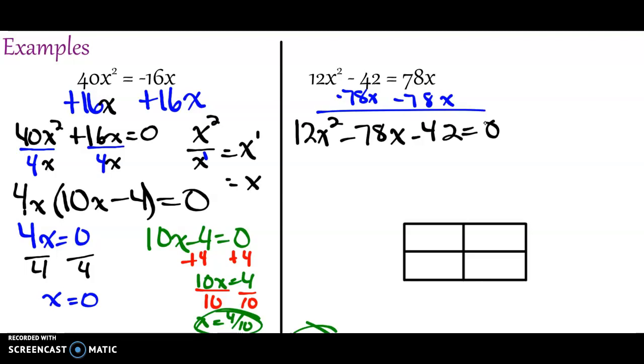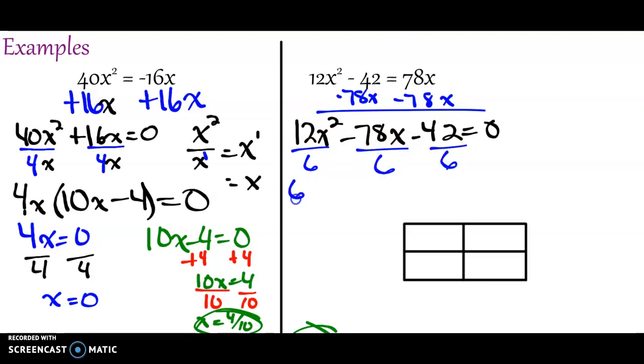And now we have to find the greatest common factor between 12, 78, and 42. What are they all divisible by? 6. They're all divisible by 6, so we're going to end up dividing everything by 6.